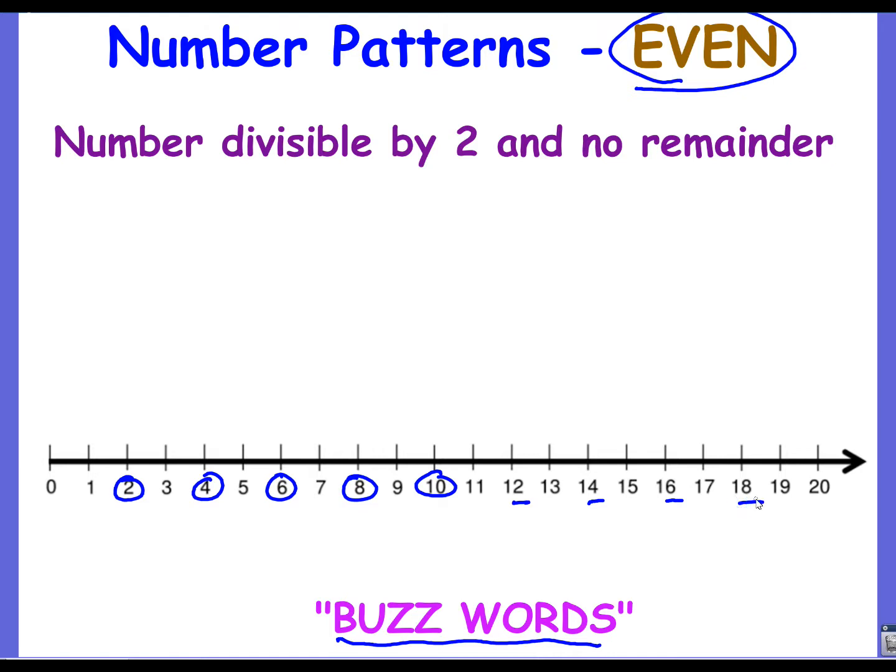And it allows us to spot even numbers even when they're very large. For example, I know the number 3,624 is even because it ends in a 4.